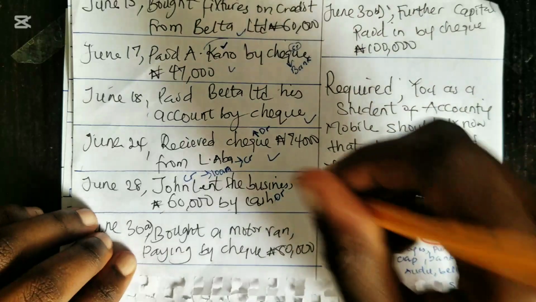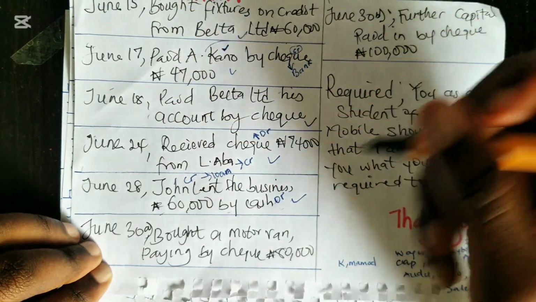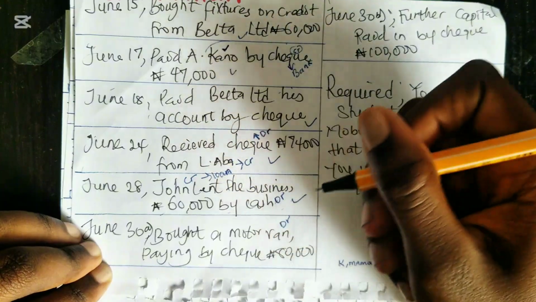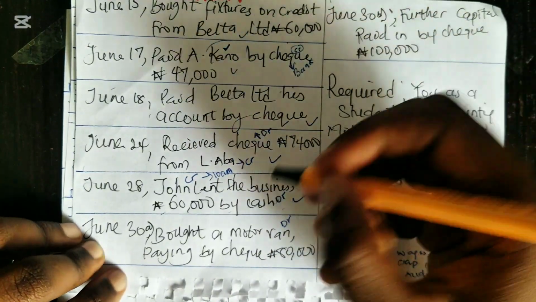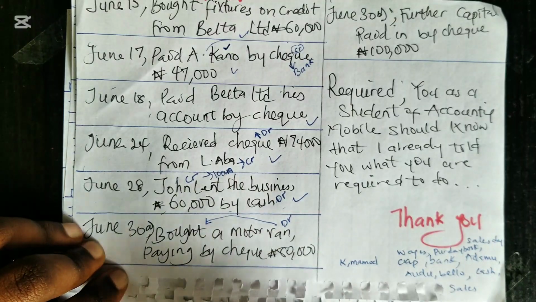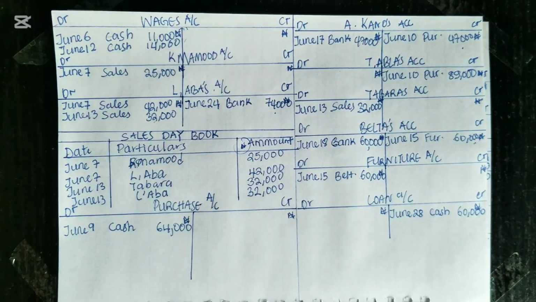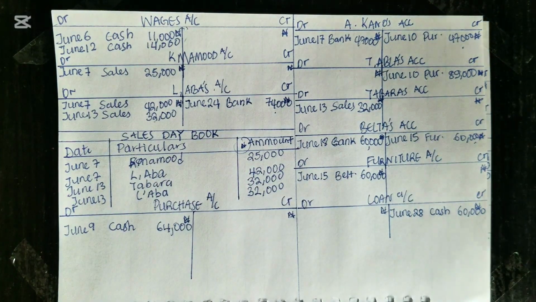So the next one is: bought a motor van, paying by check. So motor van, we are going to debit it. Why? Because it's an asset. But even without that, anytime we see bought, bought is purchases, and purchases are to be debited. So you're going to debit motor van and you're going to credit bank account. We already have our bank account, so we're going to prepare a motor van account.